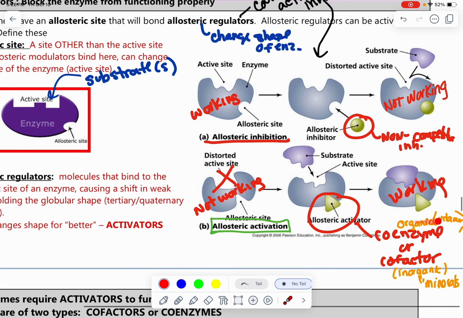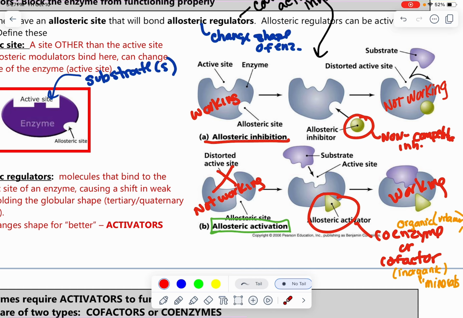We talked about this today. If it's an organic molecule, like a vitamin, that's doing this, we call it a coenzyme. If it's an inorganic ion that we call minerals in our diet, we call it a cofactor. But both coenzymes and cofactors, vitamins and minerals, act like these activators, and it could bind here in the allosteric site, but in this case, it's changing the active site, and now the enzyme's working. You can see the substrate is in there.